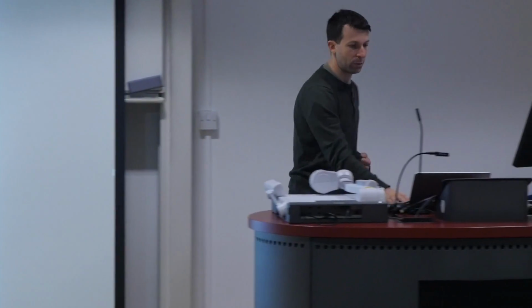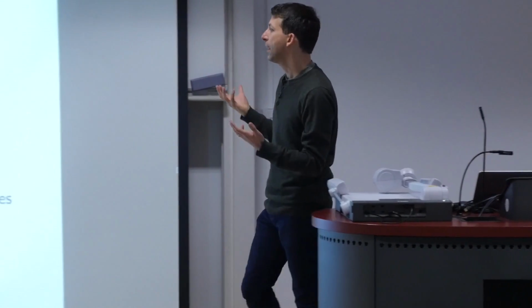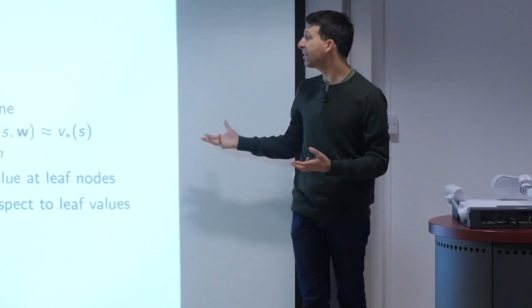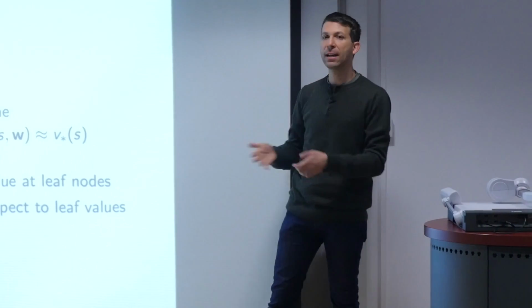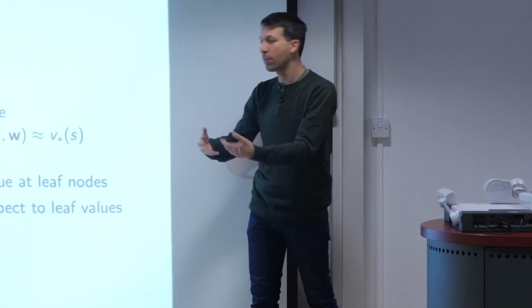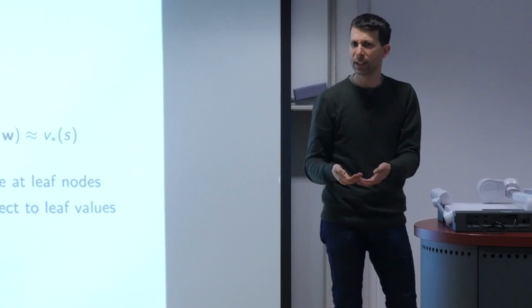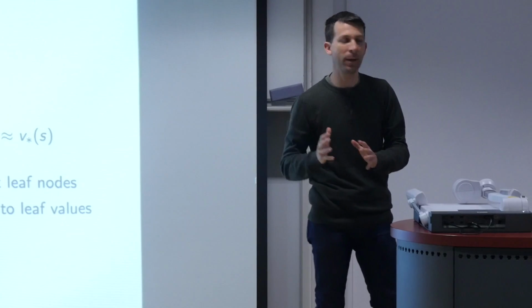So what this tells us is that we use the value function to estimate the minimax value at leaf nodes, and then the minimax search typically would just run to some fixed depth with respect to those leaf values. Is that clear? This is a very, very common idea.